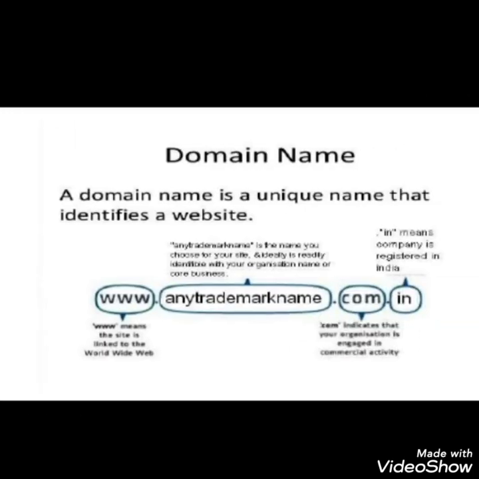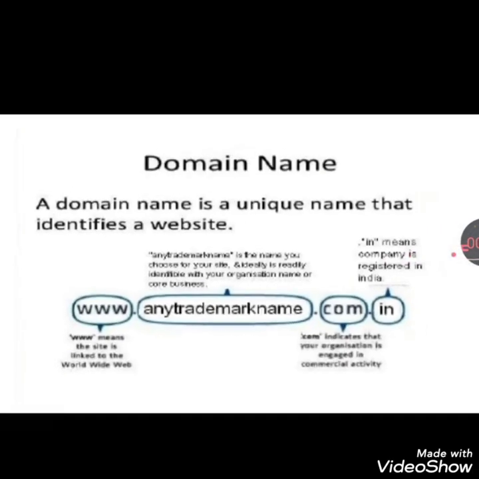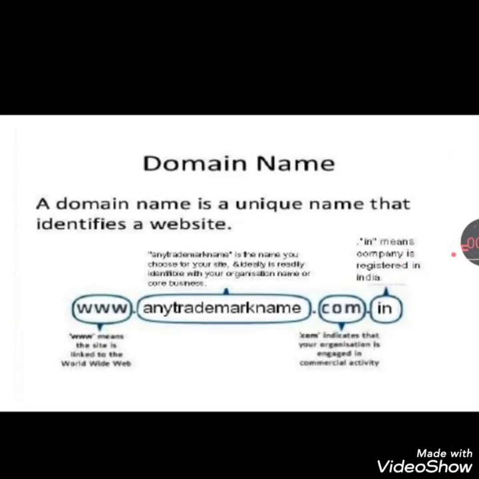Okay, and this is an example of a domain name. You can see a domain name is a unique name that identifies a website. So www here tells you this website is concerned with the World Wide Web, and any trademark name is the domain name of a particular website. So here the domain name is a trademark name that tells you this is the website concerned with the organization, and .com tells you about commercial websites, and .in means that this company is registered in India. Okay, so this is how the different kinds of domain names are present all over the internet.